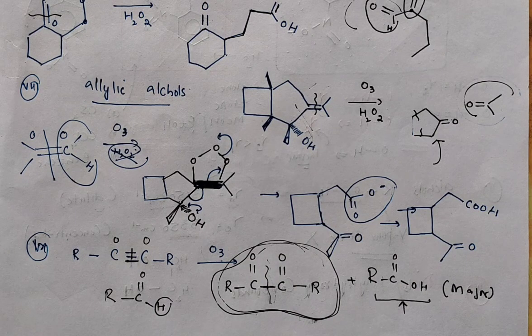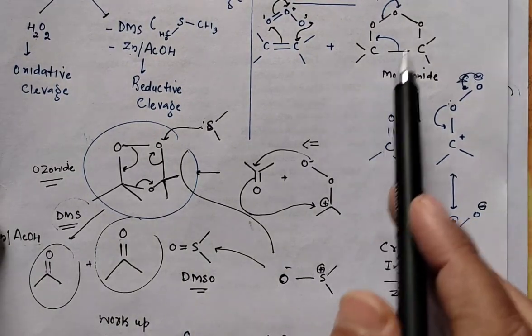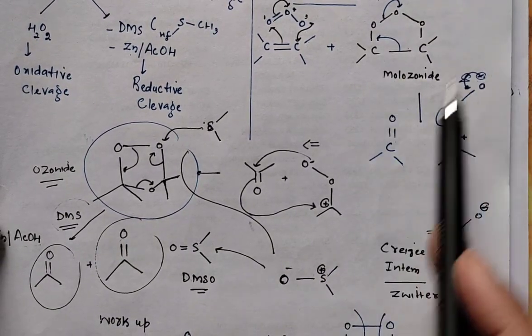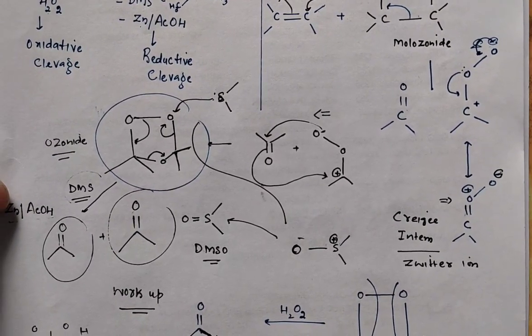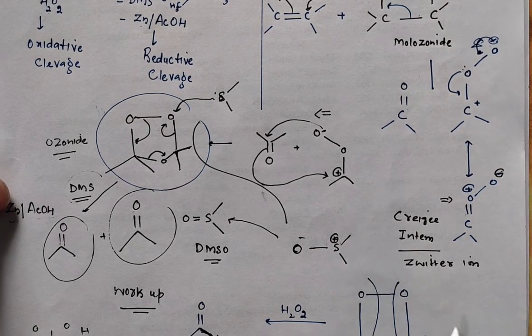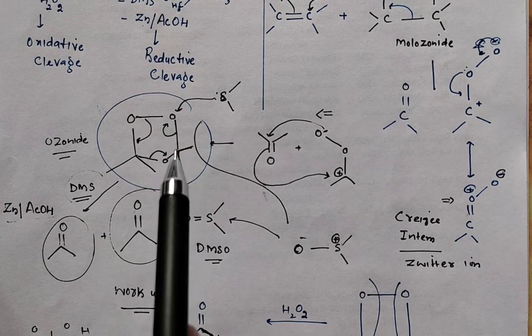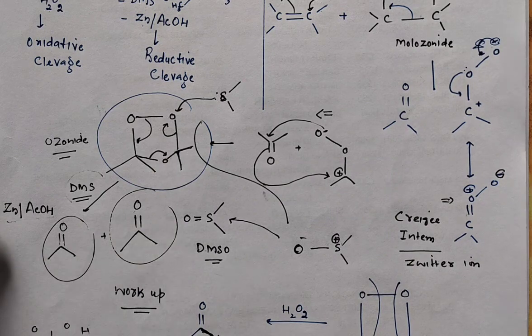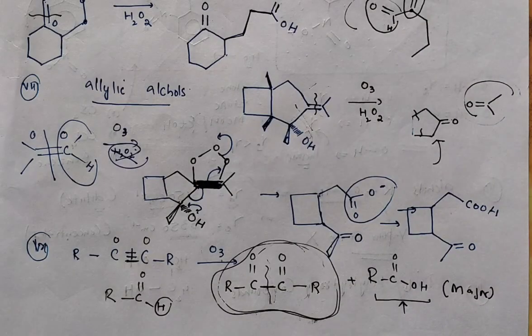The mechanism I already discussed, let me get it back here. So in the mechanism we have first formation of the molozonide, then it gets transformed to this intermediate. It's called a Criegee intermediate. So in the ozonolysis of alkenes we have the Criegee intermediate formed, which is a zwitterion structure. Then that Criegee intermediate further undergoes transformation to form the ozonide, and then that ozonide breaks to the carbonyl compounds. Okay? So this was all about the ozonolysis of your unsaturated compounds, that is the alkenes.